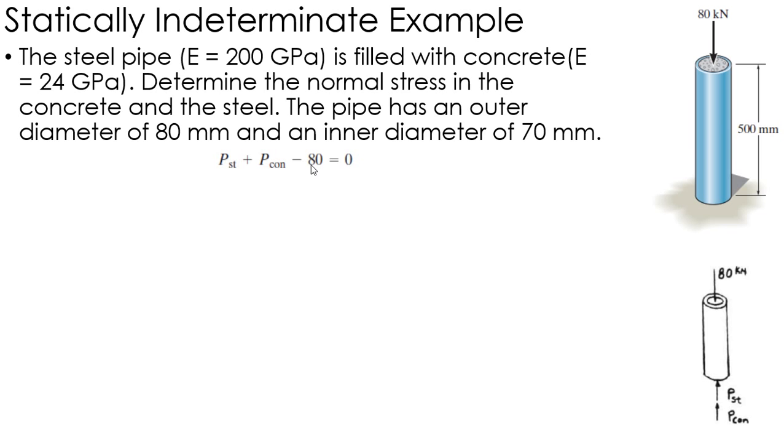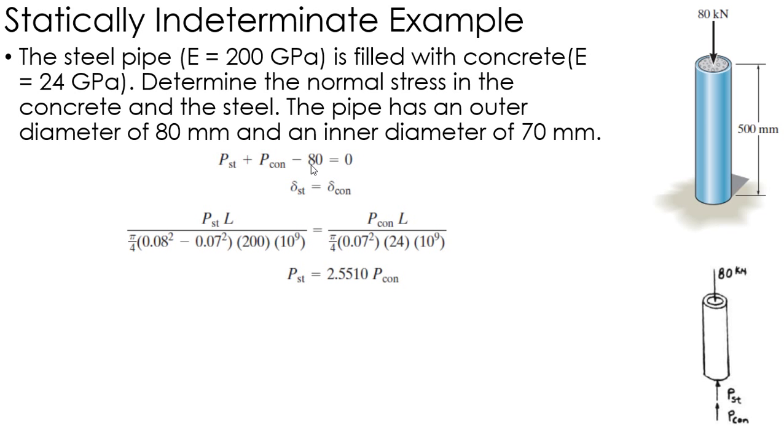Again, I only have one equation and two unknowns, so I need another equation in order to solve that. That's where I come in with the compatibility equation. The compatibility equation essentially states that for this system, the concrete and the steel have to have the same displacement because of the way that they're connected. So the displacement of the steel equals the displacement of the concrete.